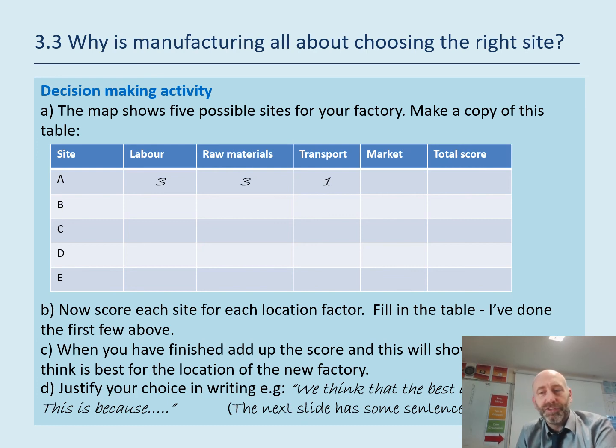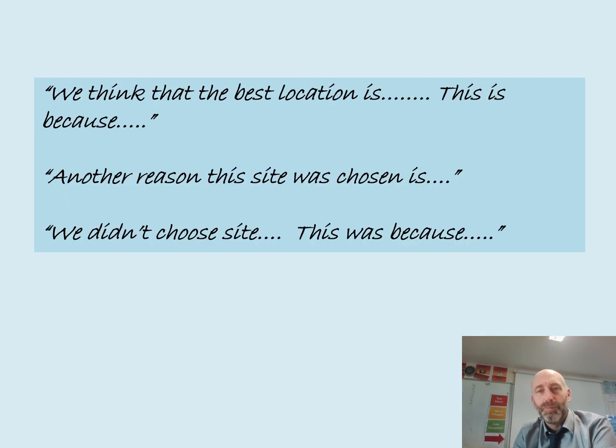So I'm just going to go on to the next section or slide and show you some other sentence starters. And you can use these to then just finally summarize your best site. So we think that the best location is A, B, C, or D. This is because, give some reasons. Another reason this site was chosen, so give a second reason why it scored highly. And then you maybe might want to summarize why you didn't choose one of the other sites, which one did badly and why. Okay, and that's your final task.